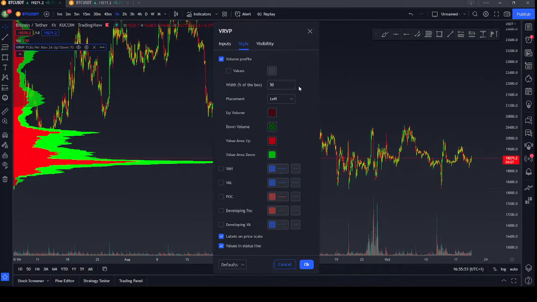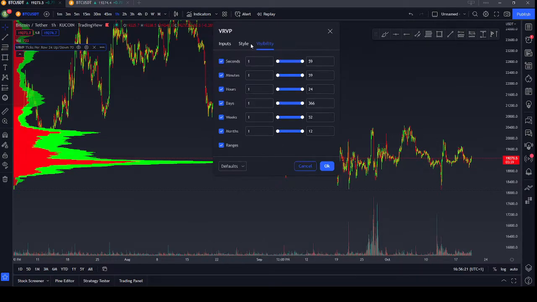For the style, I place mine over to the left hand side because I don't want it to convolute the price action side here. I change the color of mine to be in synchronicity with the actual bars, so I know which areas are sells and which are buys. Reds being sells and green being buys. Labels on the price scale values, and I don't think we change anything on the visibility, so you can leave that standard.